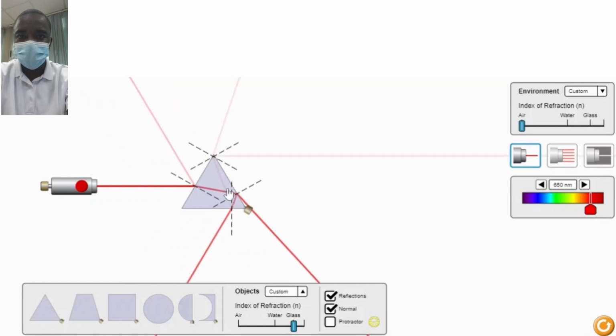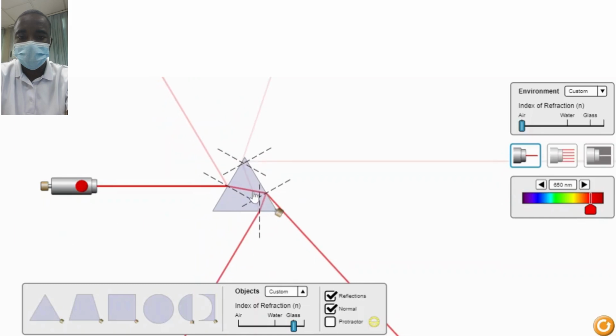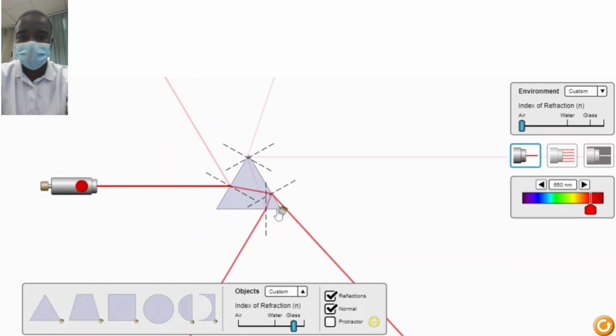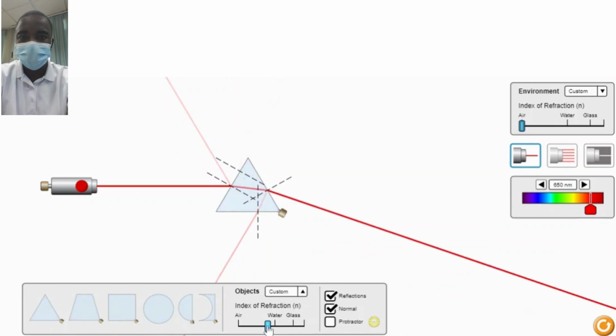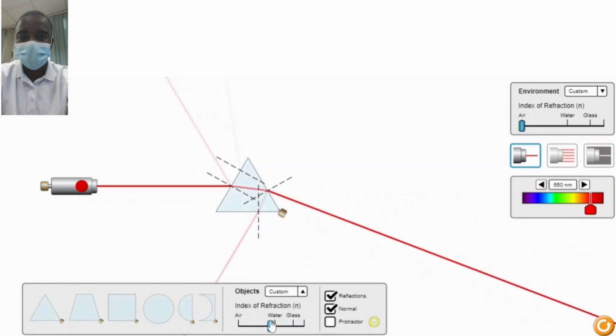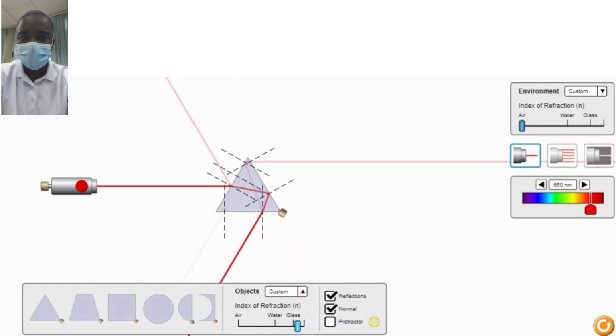Allow students to explore the simulation in small groups or individually. Encourage them to experiment with different indices of refraction, prism shapes, and wavelengths, and record their observations. Provide worksheets or prompts to guide their exploration and data collection.